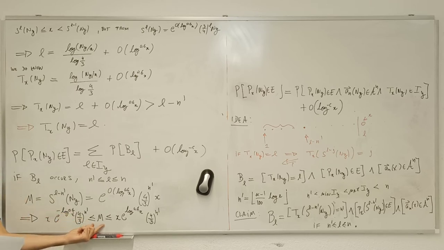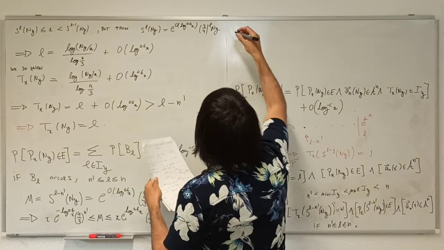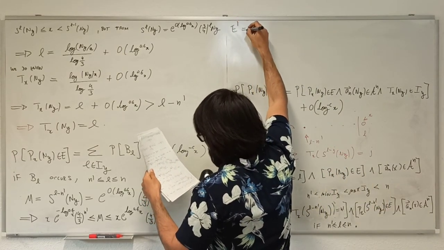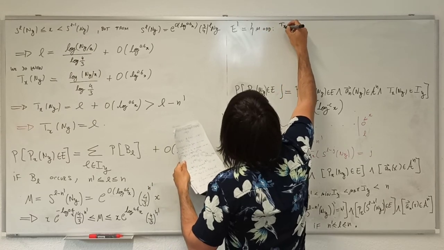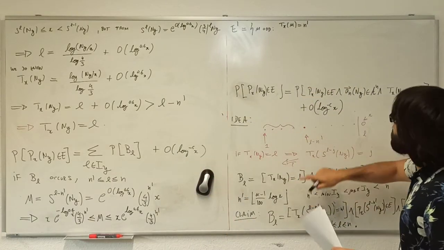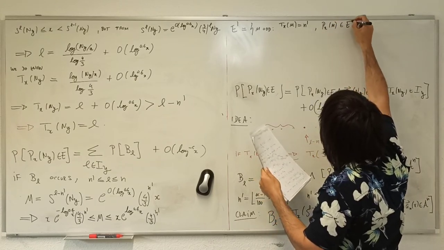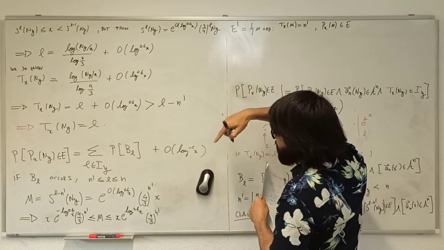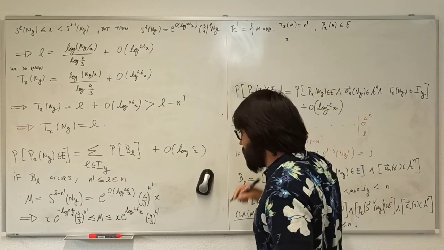M satisfies this. So if B_L occurs for an L in this interval, in particular satisfying this, then we conclude that M lies in this range. So let me now define E prime as the set of M odd such that T_x(m) equals n prime. Again, n prime is fixed as this guy here, always remember this. P_x(m) belongs to E, and that inequality holds true. Let me put here a star.